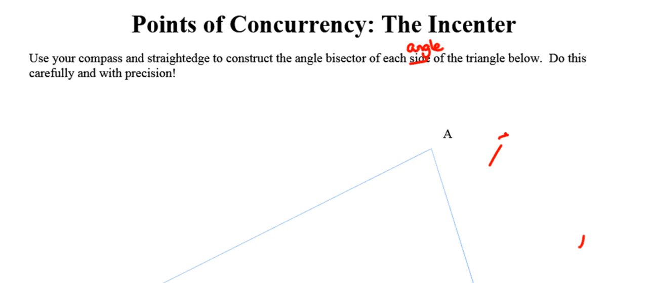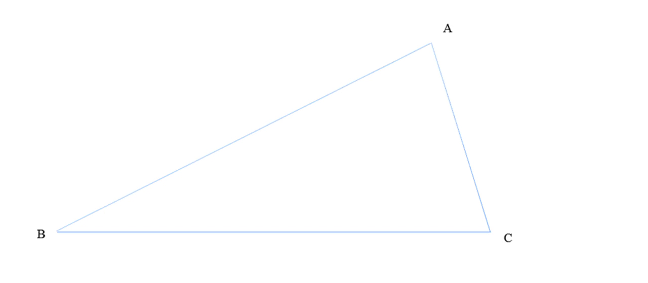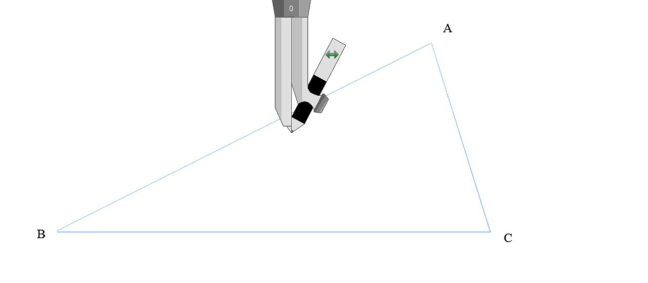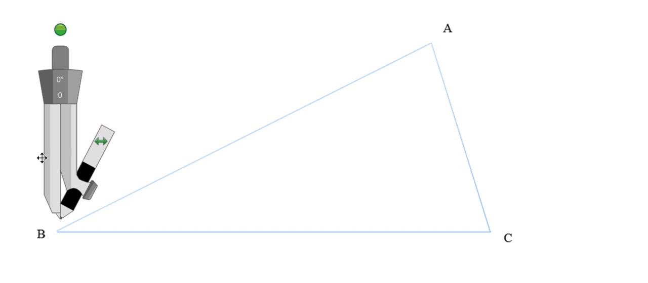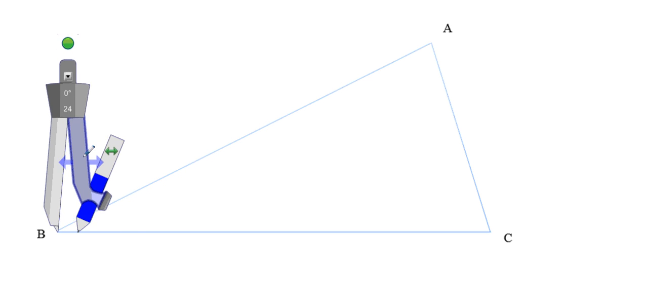So just like each of the previous videos that dealt with points of concurrency, this one too is going to require the use of your compass and straight edge. So let's go ahead and grab our compass and straight edge, and we're going to jump right in and start by constructing the bisector of each angle. So I'm going to go first of all and put the point of my compass on point or vertex B and construct the bisector of angle B.